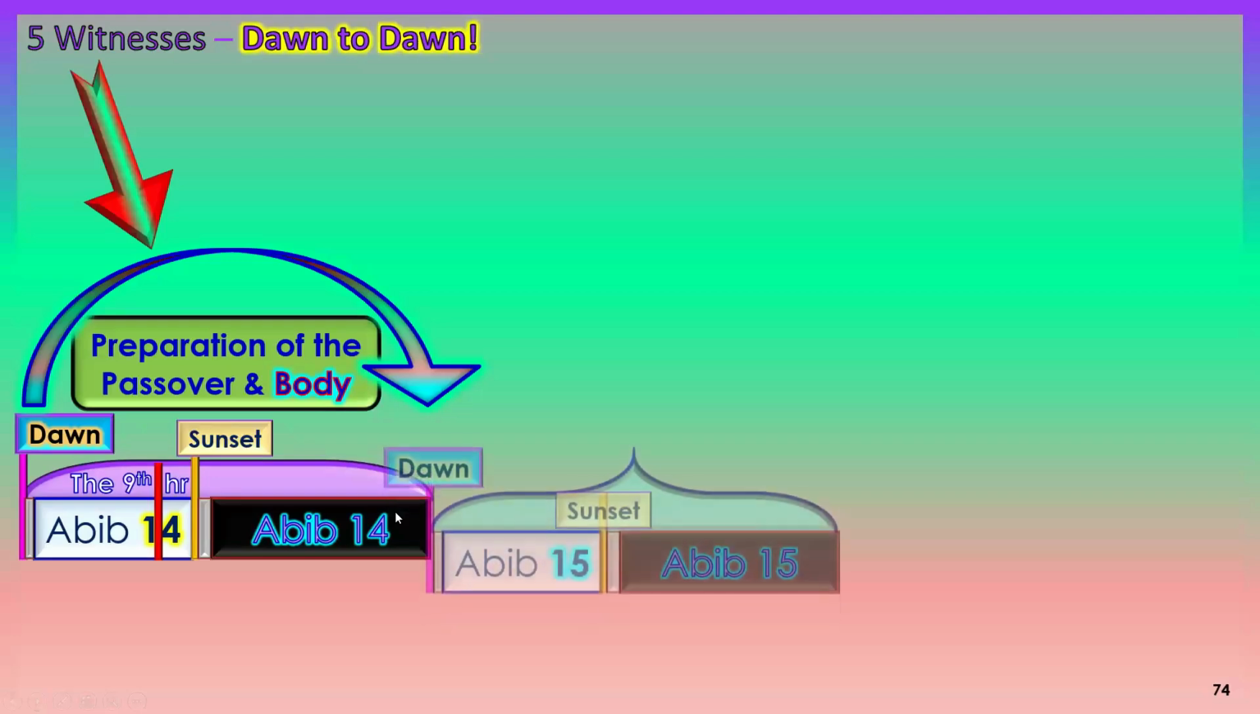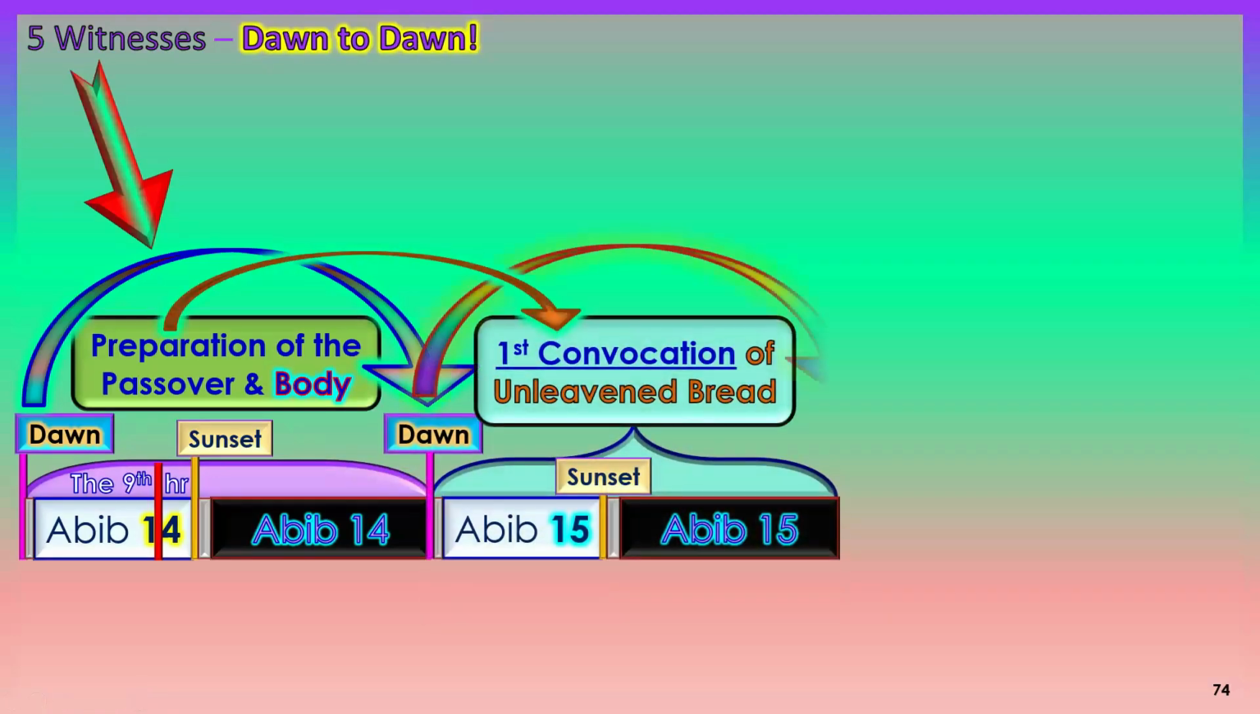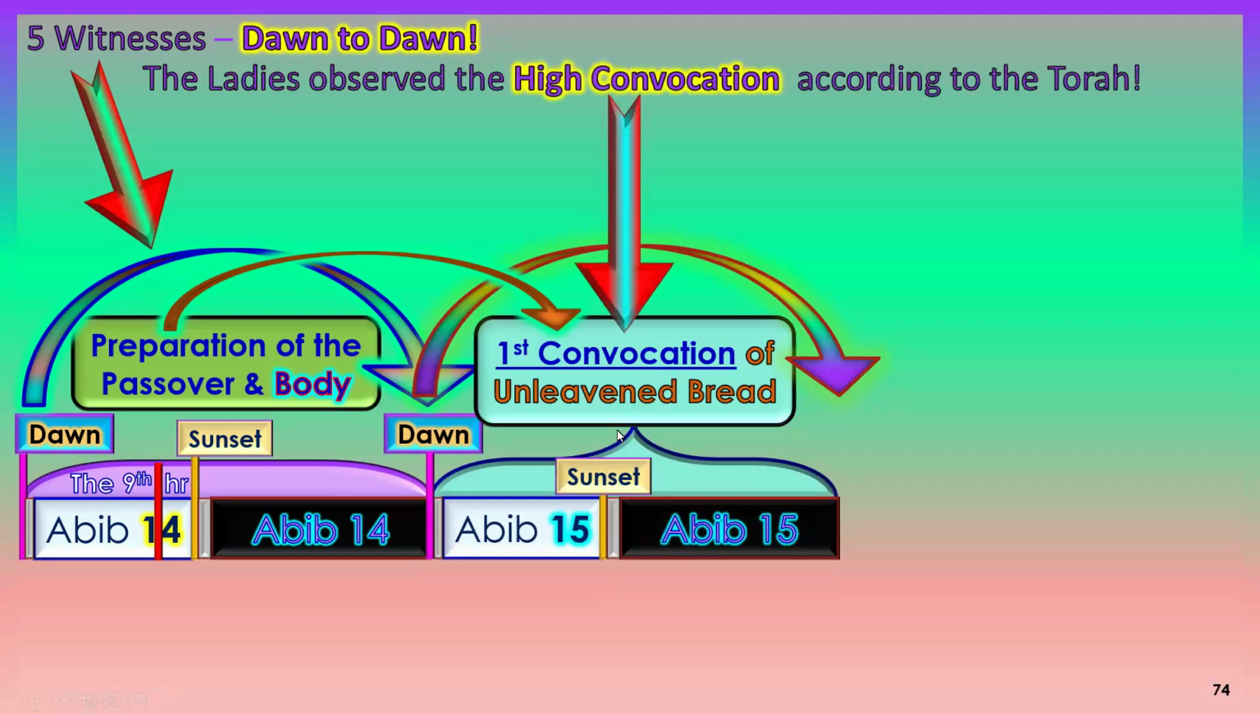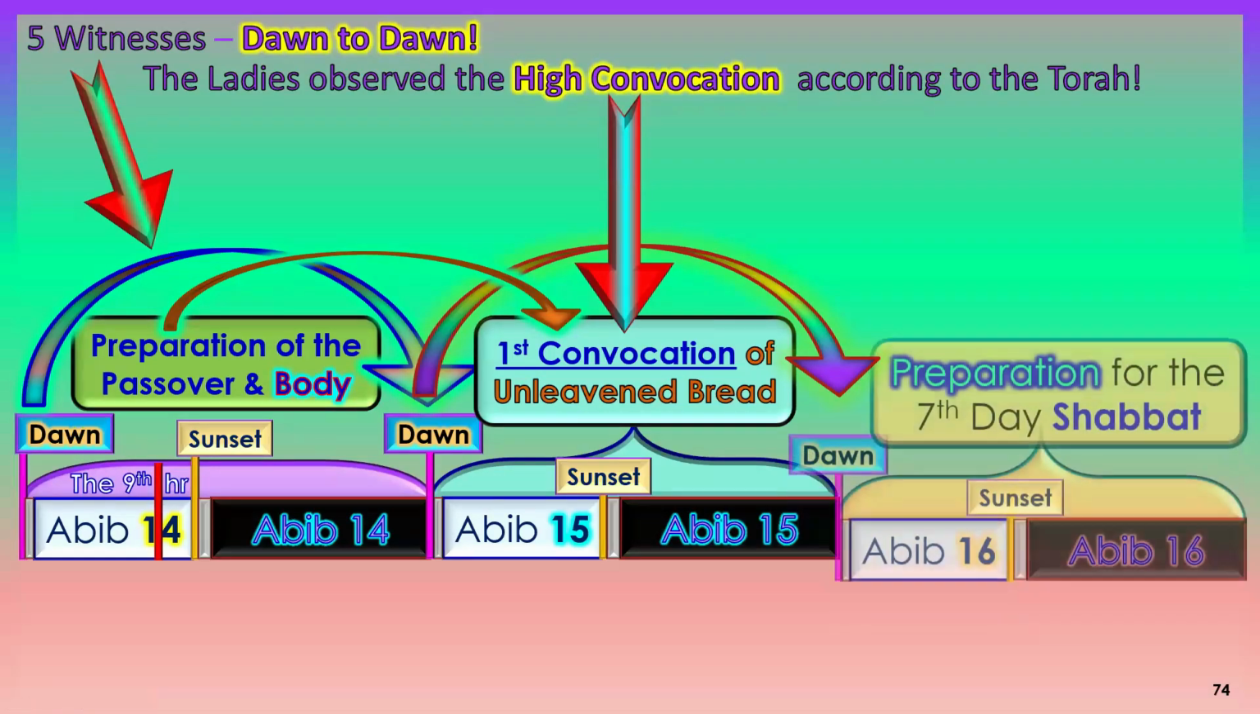Want to take a quick peek? At dawn, on the left-hand side, we go through Abib 14. There's the 9th hour where Yahuwah died. It is the preparation of the Pesach. And at the night was when his body was prepared for burial, right here on the Pesach. Then we come to the first convocation of unleavened bread here. The ladies observed the high convocation according to the Torah.